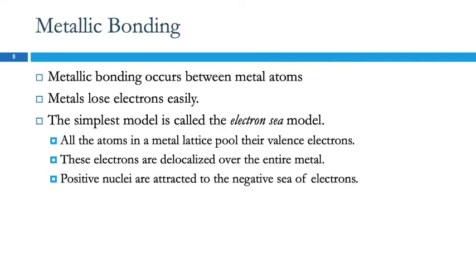Metallic bonds happen between metal atoms. Metal atoms lose electrons easily, but they don't gain electrons. So if a metal's going to lose an electron and there's nobody else to take it, where does it go? Well, it just kind of swims around. The simplest model here is called the electron sea model.